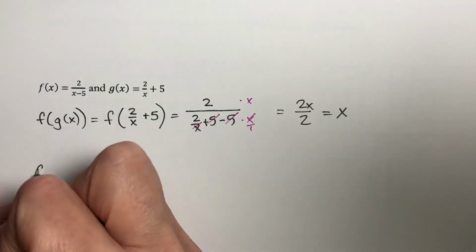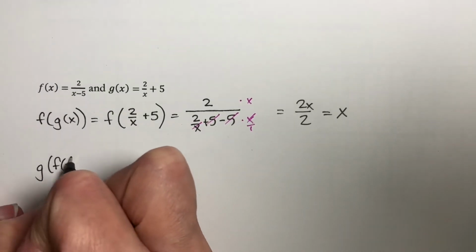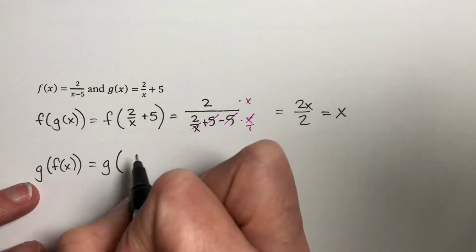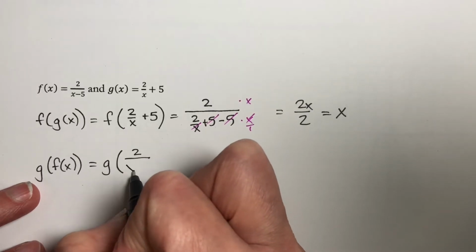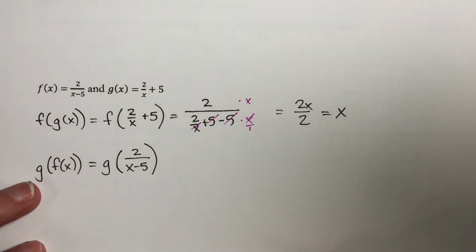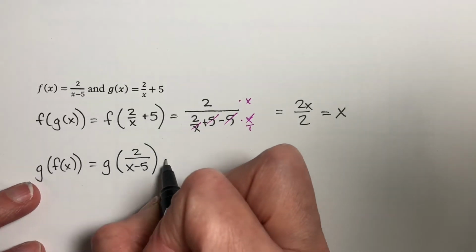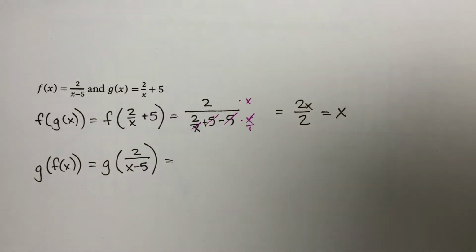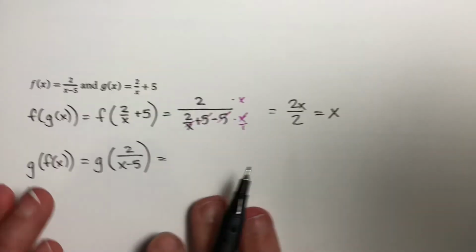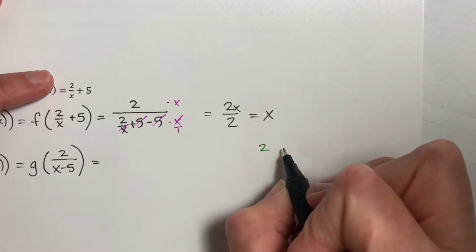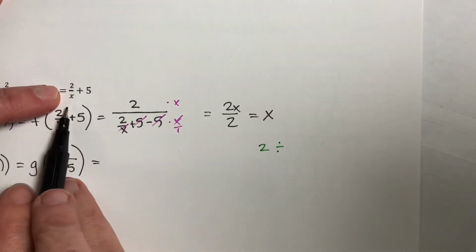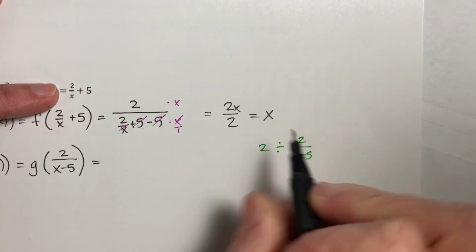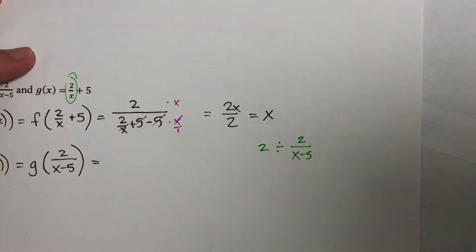Now let's go the other way. g of f of x. So this is g of 2 over x minus 5. That means I'm going to take 2 over x minus 5 and plug it in right here. Now this is going to get pretty ugly. I'm going to go off on scratch paper and figure out what 2 divided by 2 over x minus 5 is. I'm basically just going to calculate this little part right here, plugging this into here.